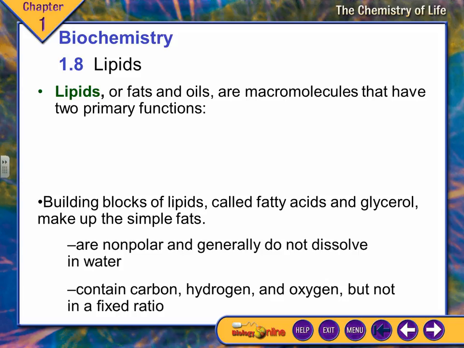So the second type, if you want to number these, number 1 was carbohydrates, number 2 is lipids. This is your second out of your 4th type of macromolecule. Okay, so lipids are fats and oils. They're also large molecules. That's why we're calling them macromolecules. What do you think their function is?